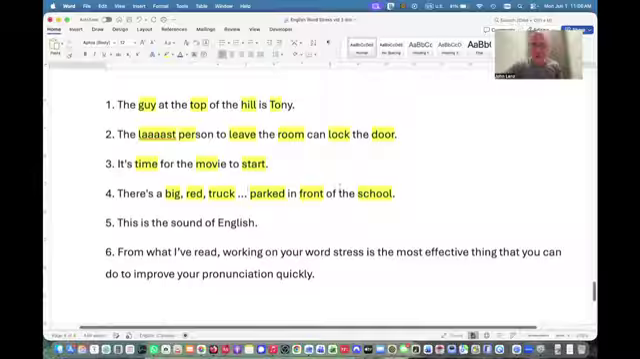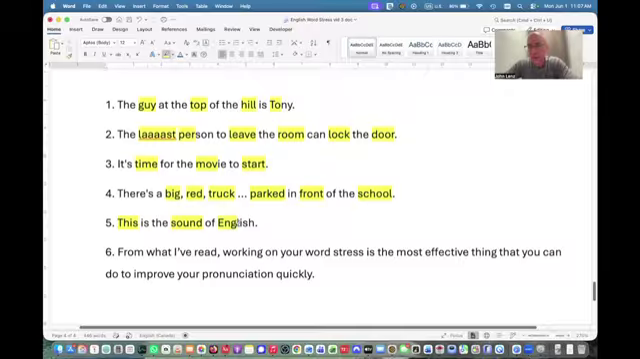Notice all that unstressing. We drop a lot of little sounds when we unstress things. The ending of it, the T is unstressed. Front is a stressed one. It's a directional preposition, in front. There's a big red truck parked in front of the school.